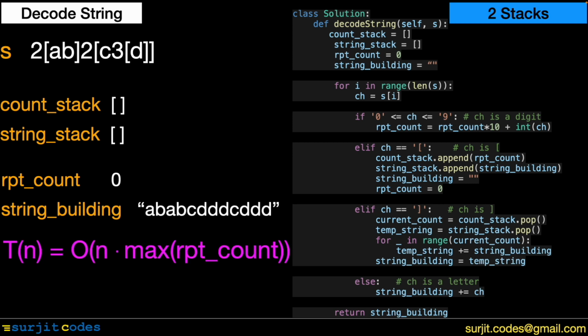Time complexity is n times maximum value of repeat count, where n is the length of the input string, because we transfer n characters and iterate at most repeat count times to generate the patterns. Space complexity is m plus n, where m is the number of letters and n is the number of digits in string S.